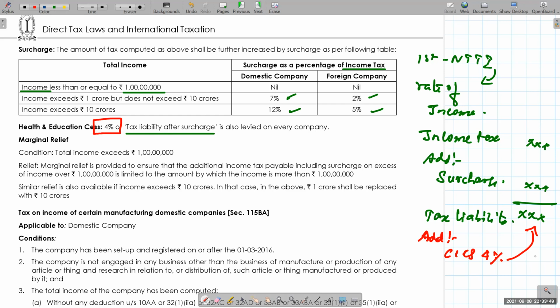Apart from this, we have marginal relief, as for individuals. In the same way, marginal relief is there here also. The condition is that the total income of the company has to exceed 1 crore. Marginal relief ensures that the additional income tax payable, including surcharge, on the excess income over and above 1 crore is limited to the amount by which income is more than 1 crore. Similarly, relief is also available if income exceeds 10 crores. I will be teaching how to calculate the marginal relief. Actually, this marginal relief is calculated as per section 89.